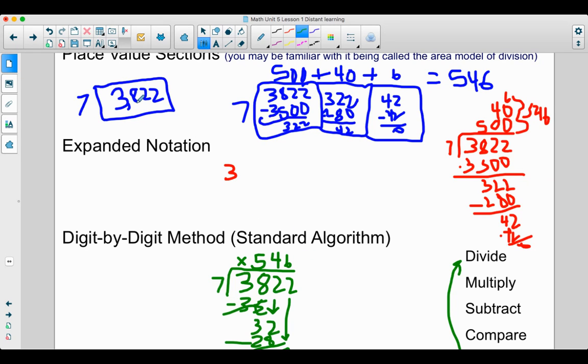Each time we literally did divide 3,800 by 7 to get 500. Each time we did divide 322, but here it was really just 32 by 7 to get 4 tens or 40. And finally, we divided 42 by 7 to get 6 each time.